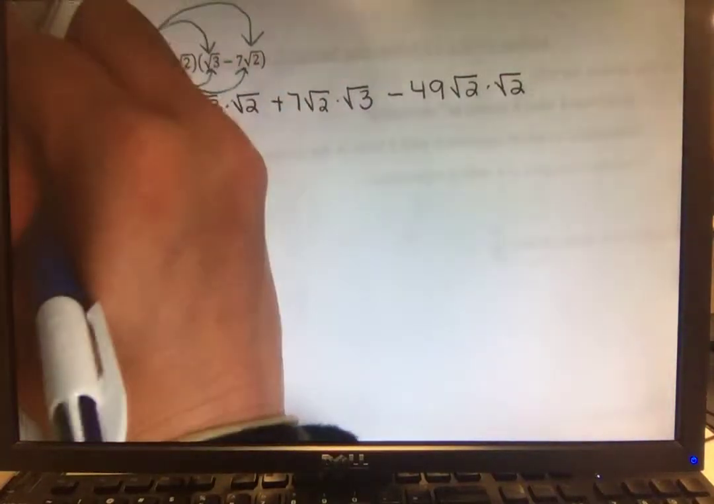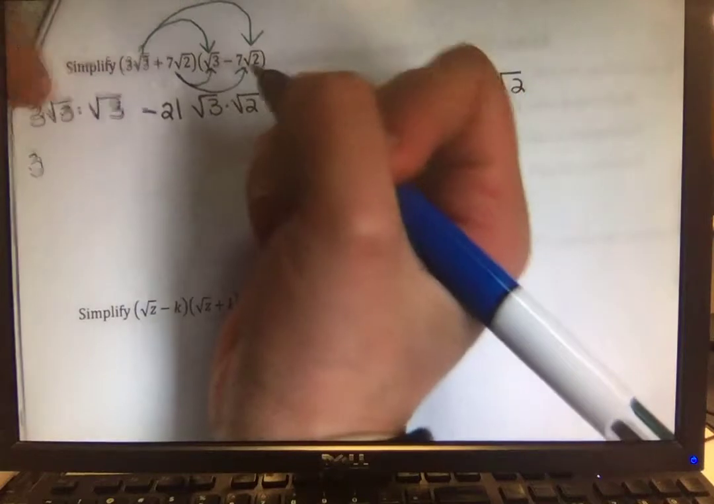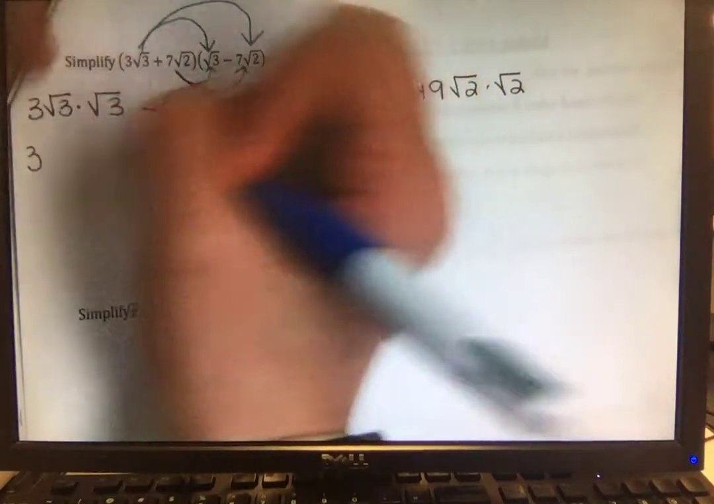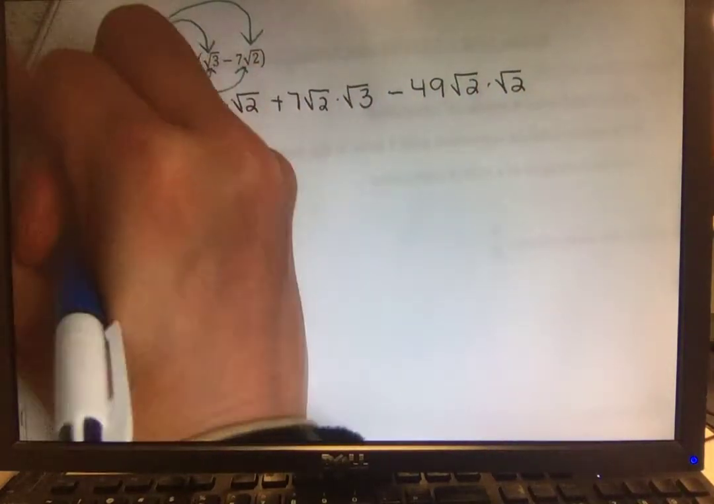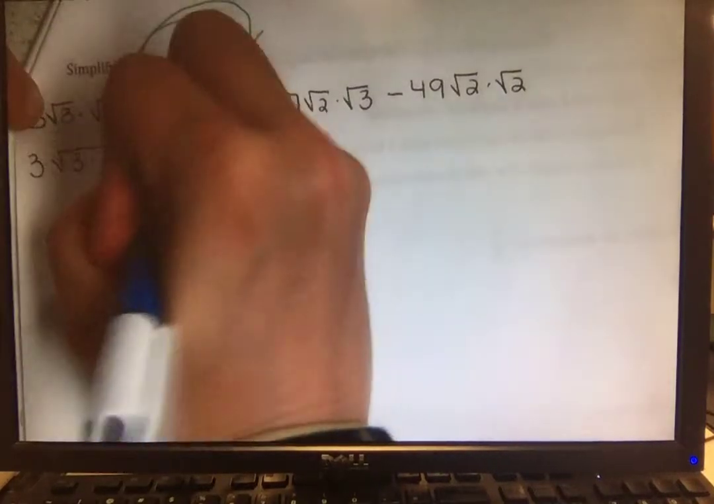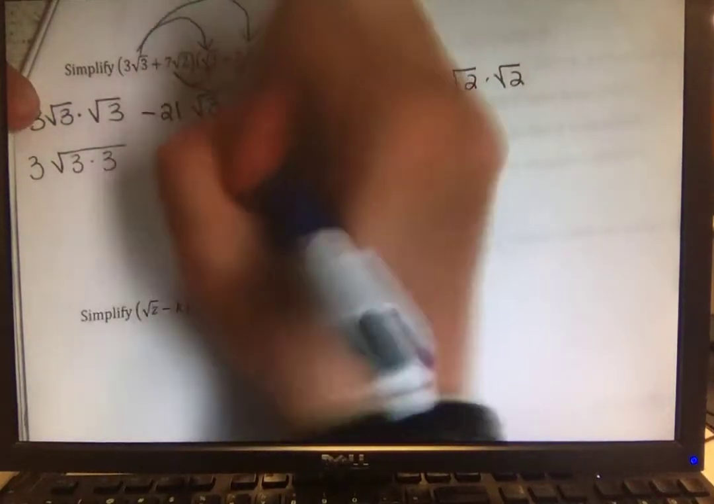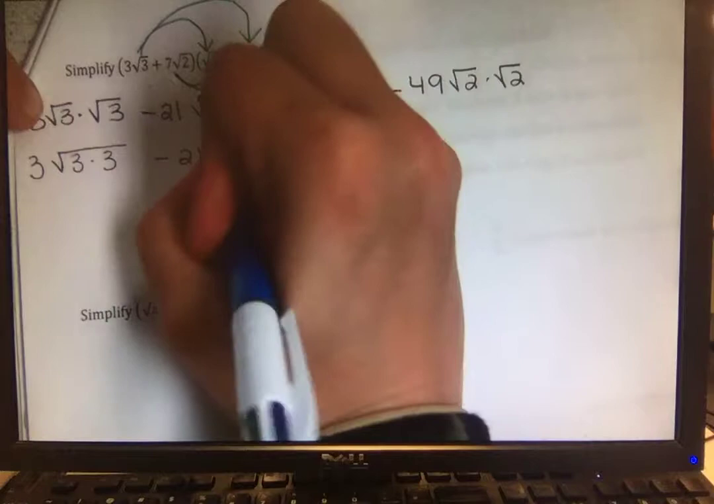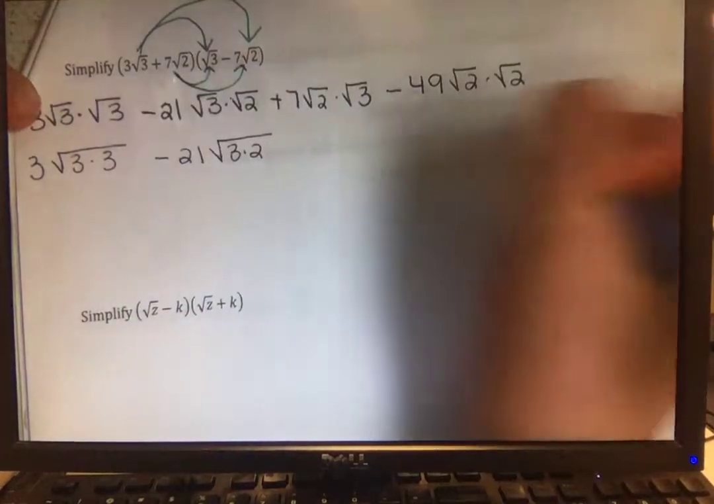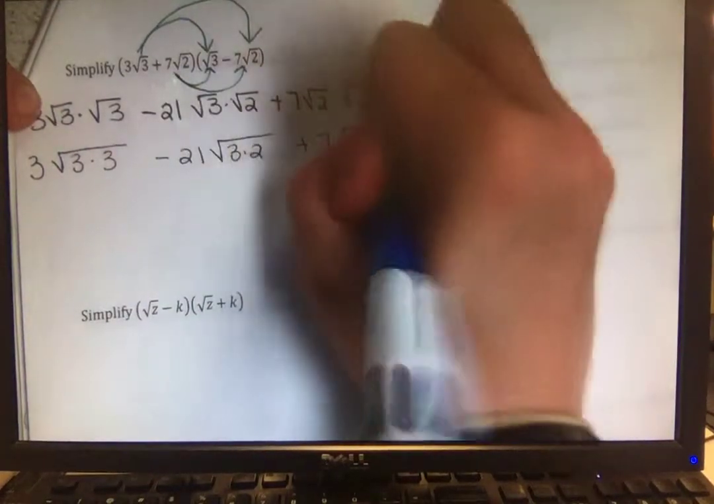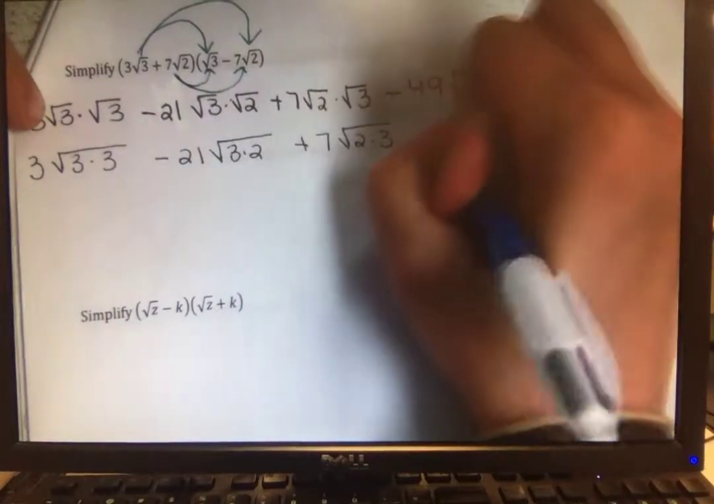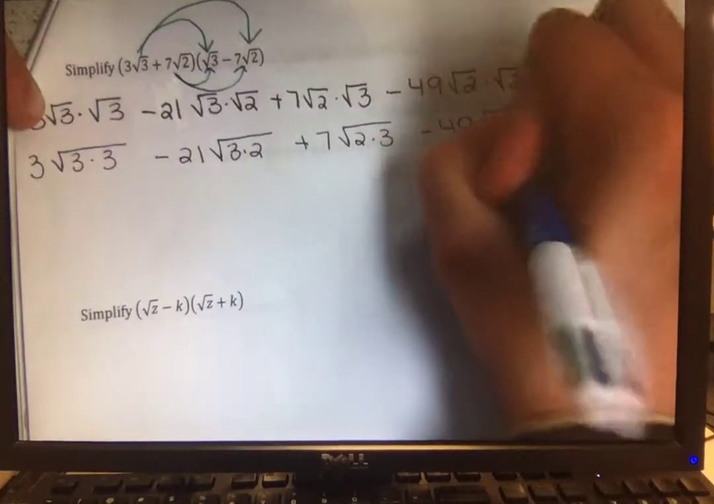So just like the previous problem, we have that 3 is going to stay out front. Square root of 3 times the square root of 3. So underneath the radical, we have 3 times 3. Minus 21, square root of 3 times the square root of 2. They're both square roots, so I can write them underneath the same square root. Plus 7, square root of 2 times 3, minus 49, square root of 2 times 2.